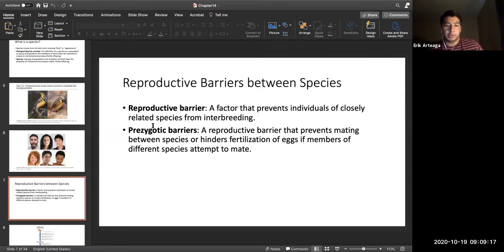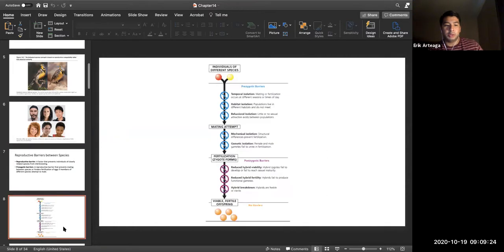Many times these reproductive barriers can be broken down into prezygotic and postzygotic. So prezygotic, again, is before the egg gets fertilized, and postzygotic is going to be after the egg is fertilized. So prezygotic, so temporal isolation: mating or fertilization occurs at different seasons or times. So they just don't breed, right? Maybe a certain type of wolf will breed during the winter, whereas the other dog species breeds during the spring. There can be a lot of variation there.